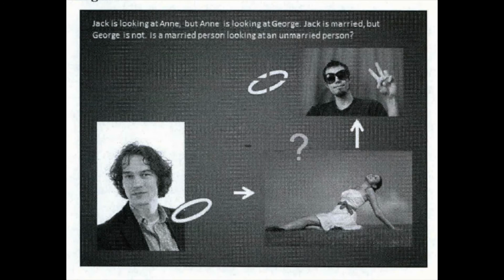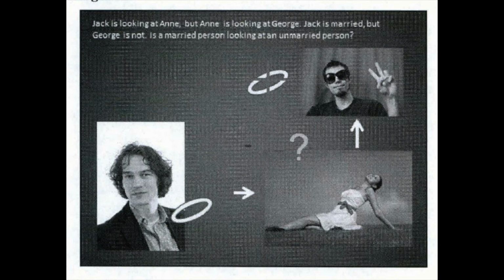Jack is married and is looking at Anne. We do not know if Anne is married or not. If she is, the answer to the question is no. If she isn't, the answer to the question is yes, because a married man is looking at the unmarried woman. Anne is looking at George, who is unmarried. If Anne is unmarried, the answer is no. But if Anne is married, the answer is yes. It seems as though there is not enough information to answer this question. But if you look at and reason through the entire visual example, you arrive at your answer.